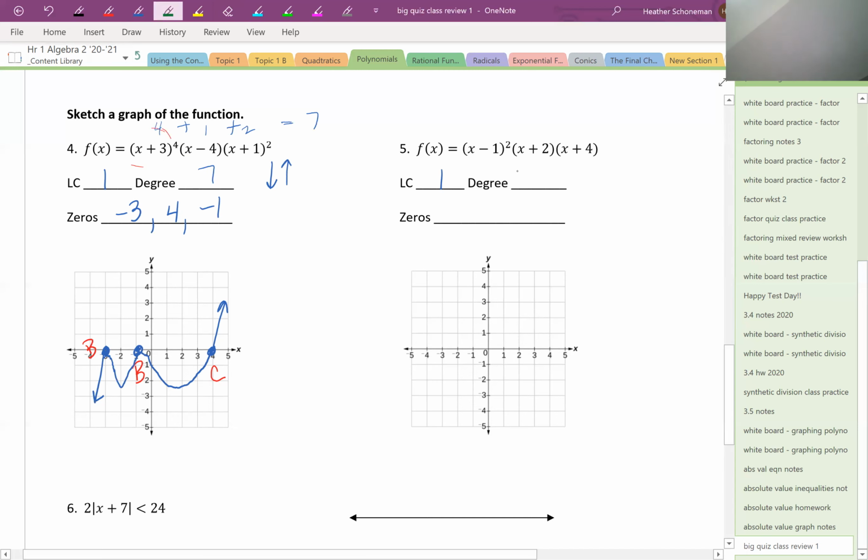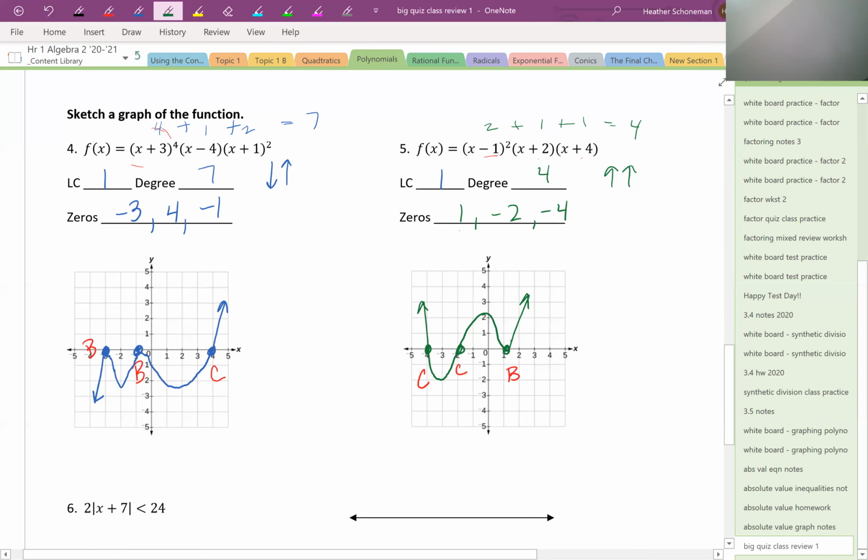On number 5, your degree would be 2, 3, and 4. This is 2, 1, 1 for a total of 4. So that means it's even and it's positive, so they're both going up. My zeros would be 1, -2, and -4. And they're both going up. Well, this 1 occurs 2 times, that's even. So I'm bouncing at 1. At -2, I'm crossing. And at -4, I'm also crossing. So when I draw this, you're going to cross at -4, cross here, and bounce here.